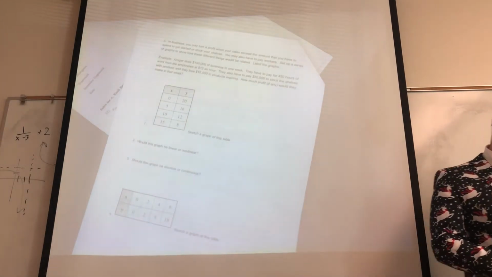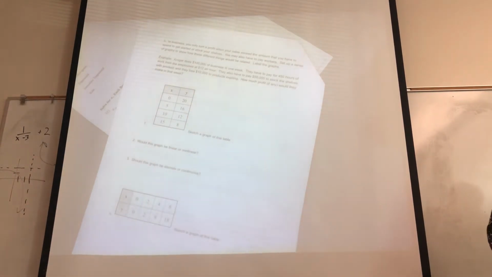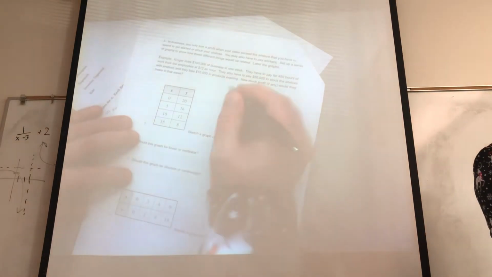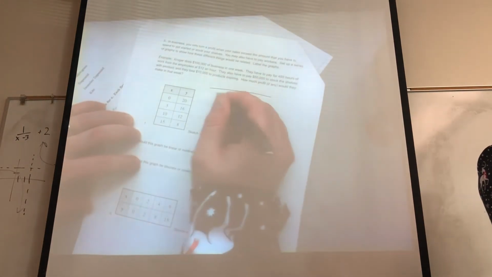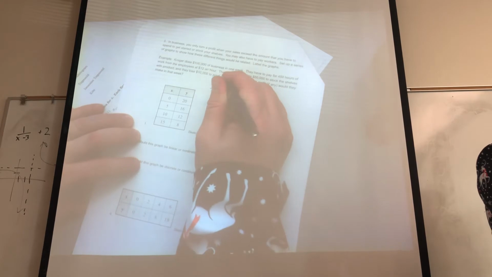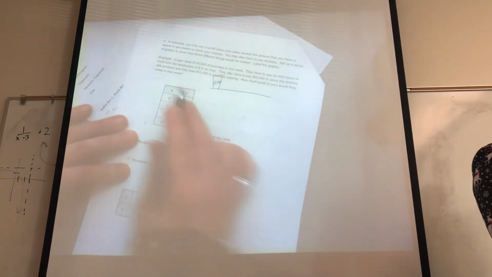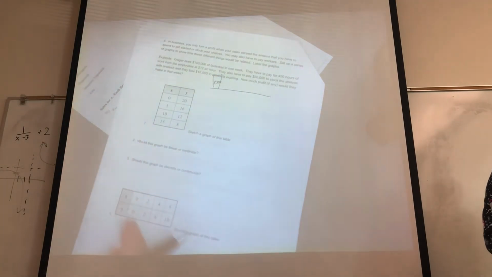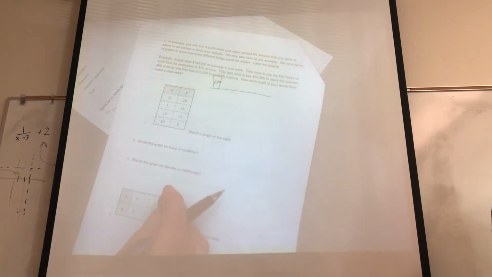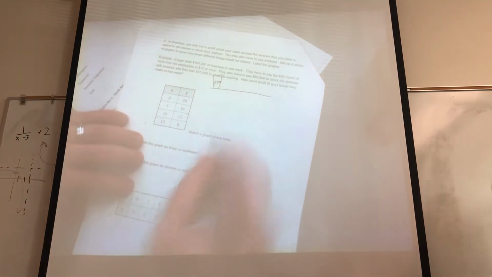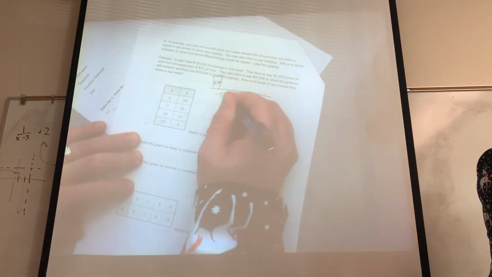In business, you only turn a profit when your sales exceed the amount that you have to spend. If Kroger does $100,000 worth of business, that's $100,000 that'd be up here in the black. 450 hours of work from the employees at 12 an hour. 450 times 12 is going to be minus 5,400.